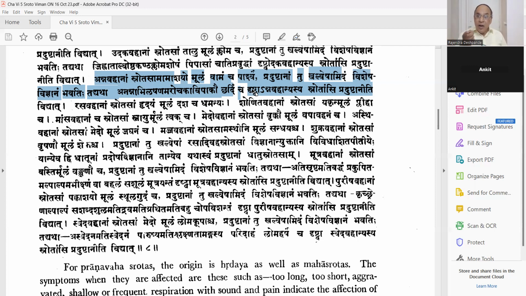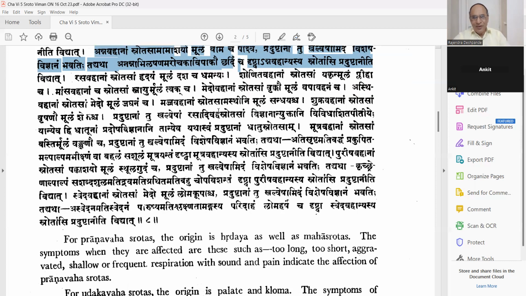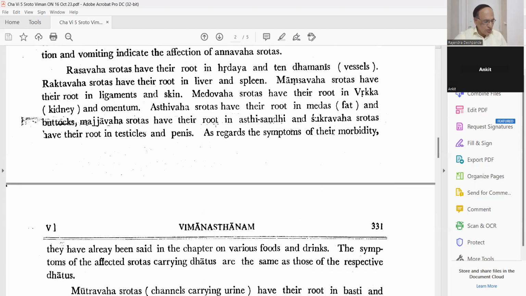We have completed Annavahasrotas, or Udakvahasrotas, same. Annavahasrotas and Udakvahasrotas are the same. Annavahasrotas, Udakvahasrotas, Dushti Hetu, Dushti Lakshana, finish. As per Charaka Vimanasthana, chapter 5, Srotoviman, this is our base. Next, we will go to Rasavahasrotas.